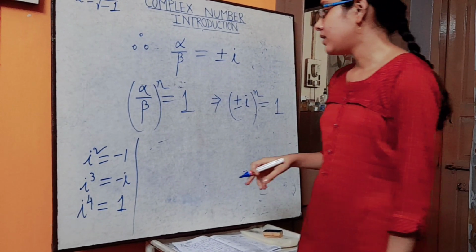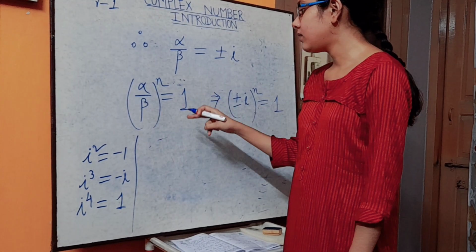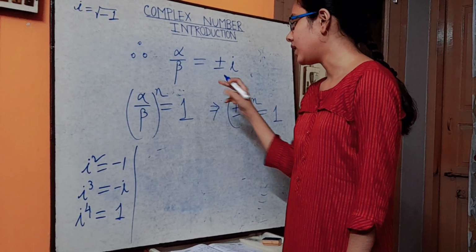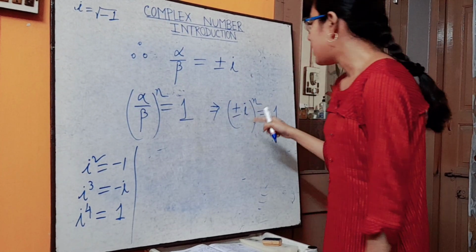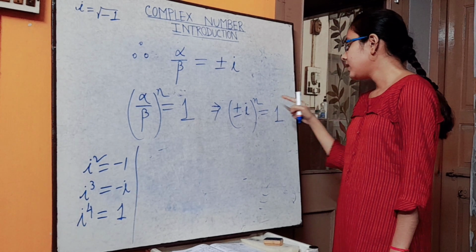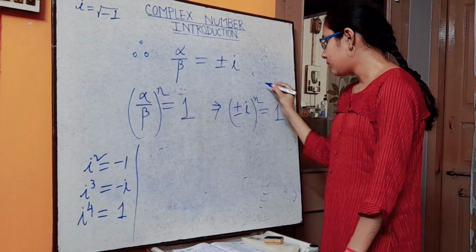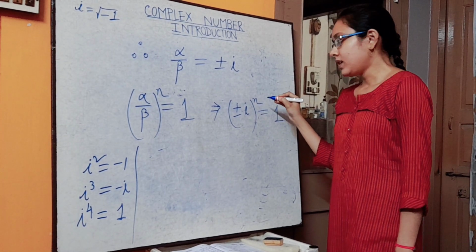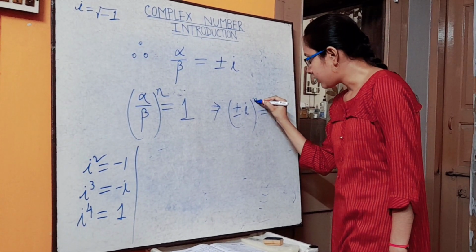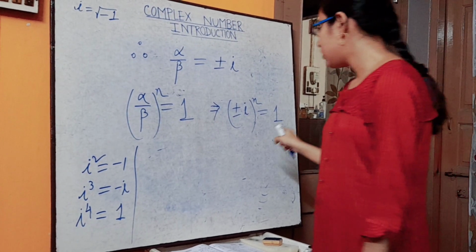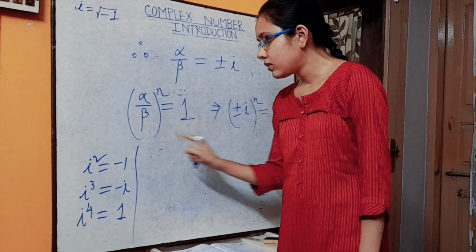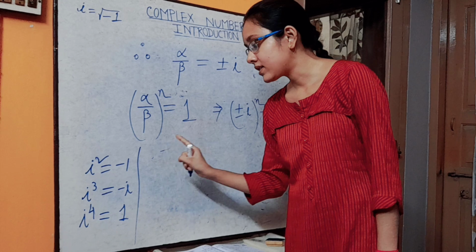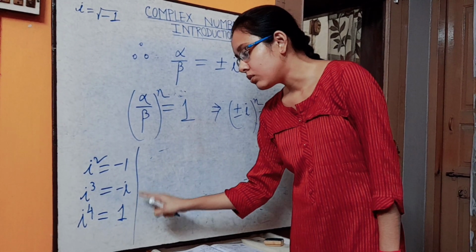But here in the problem it is given that (alpha by beta) whole to the power n is equal to 1. This implies (plus minus iota) whole to the power n is equal to 1. And we have to find the least number of n. Here we know that iota square is equal to minus 1, iota cube is equal to minus i, iota 4 is equal to 1.